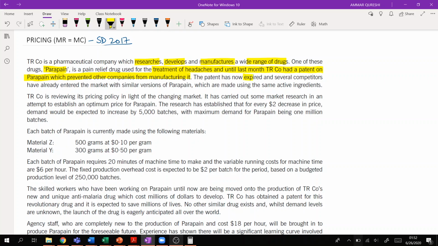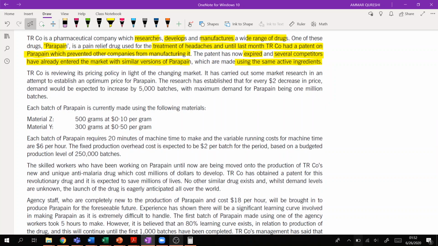The patent has now expired and several competitors have already entered the market with similar versions of paraffin which are made using the same active ingredients, right? So the formula is the same, the material is the same. Now, TR Company is reviewing its pricing policy in the light of the changing market. It has carried out some market research in an attempt to establish an optimum price for paraffin. This research has established that for every $2 increase in price, demand would be expected to increase by 5,000 batches, with a maximum demand for paraffin being 1 million batches, right?